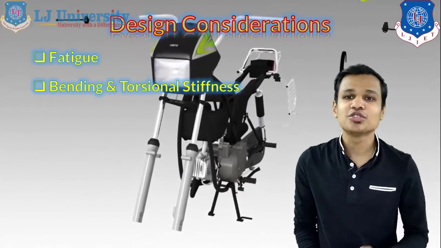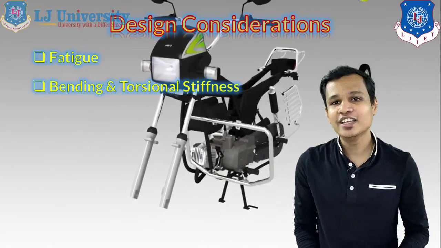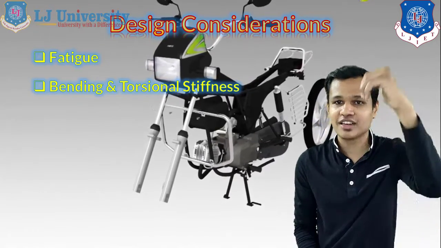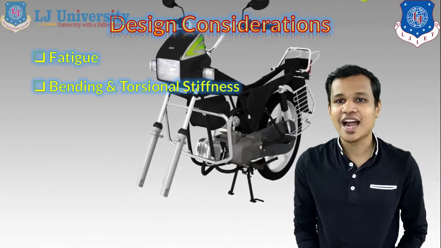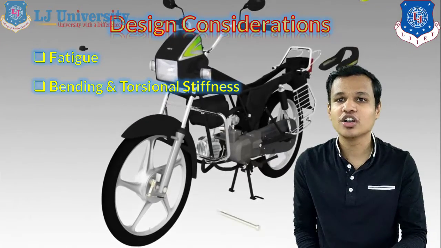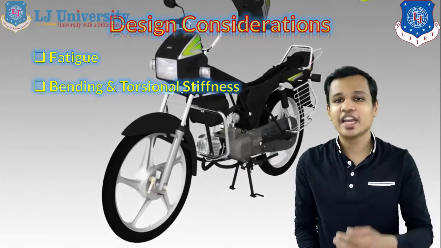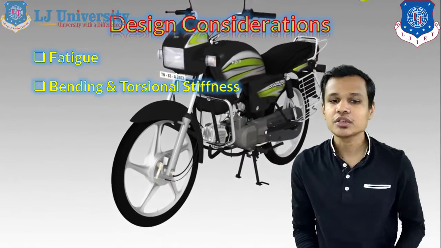The second is the bending and the torsional stiffness. The bending and torsional stiffness should also be proper in the case of two-wheelers. The bending loads will be applied whenever there is a vertical load on the vehicle, and the torsional load will be applied whenever there are longitudinal loads on the vehicle, which we saw in the earlier case as well. Whenever the vehicle goes over a bump, torsion is created.